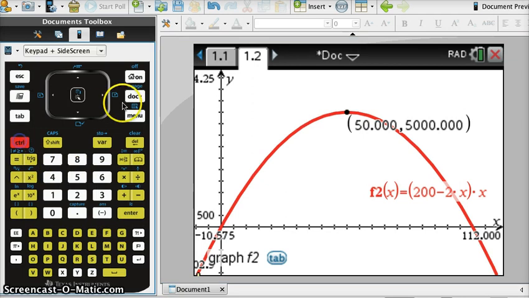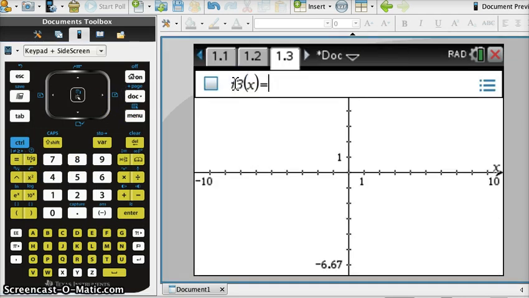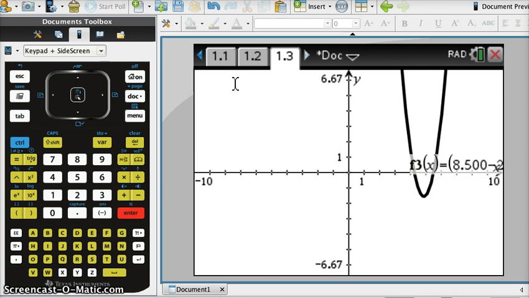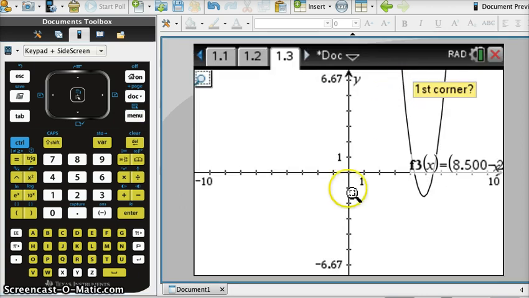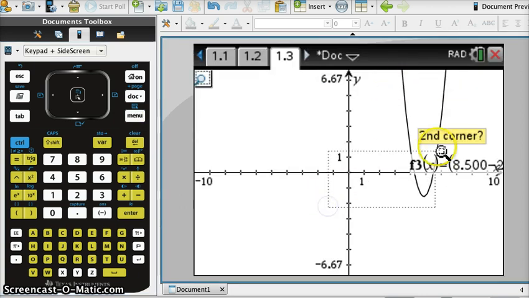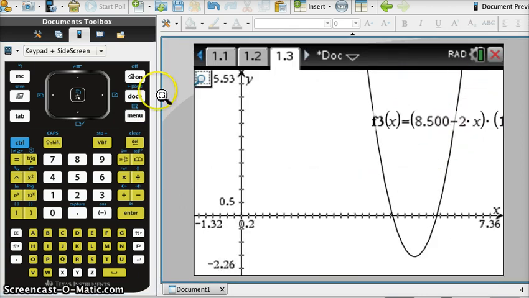So I'll make a new page, make a new graph, and we'll just graph it as I said. You can just type this in like this, 8.5 minus 2x times 11 minus 2x. And I'll probably get a horrible parabola. Oh, actually, that's not bad. Let's go menu, zoom box right now. I kind of want to see the 0, 0, but then let's just go to there. That's not going to be much different.